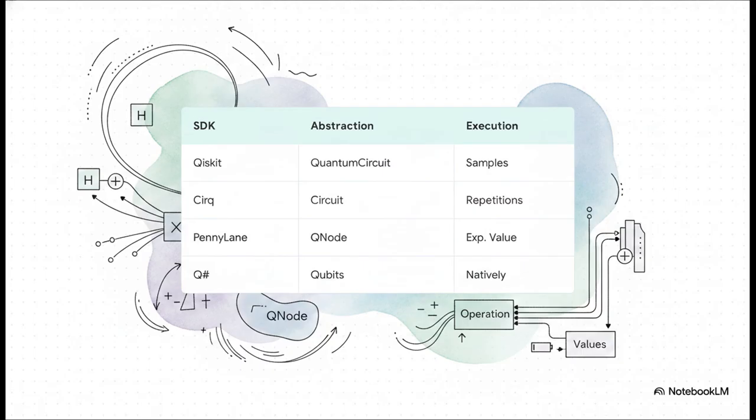It is fascinating to look at how different SDKs explicitly map the exact same concepts to their own specific syntax nouns. For example, Qiskit builds a quantum circuit, applies H and CX, and then samples or estimates results. Cirq creates explicit qubit objects, builds a circuit with H, CNOT, and measurement, and then runs repetitions. PennyLane, on the other hand, wraps operations inside a QNode for differentiable programming, returning counts or an expectation value. Meanwhile, Q-sharp expresses operations natively using allocated qubits. The core engineering idea is perfectly identical, the spelling is just different.